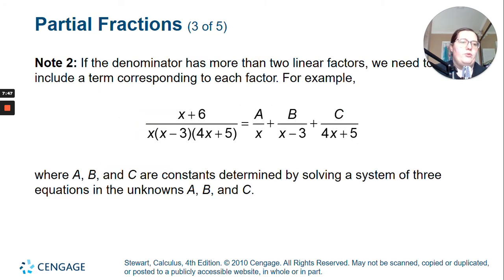One thing, if you have 3 linear terms, so like on this one I have an x factor, an x minus 3 factor, and a 4x plus 5 factor, that means that my partial fraction decomposition is going to involve 3 fractions. Each of them is linear, so it's going to be a, b, and c for my numerators.